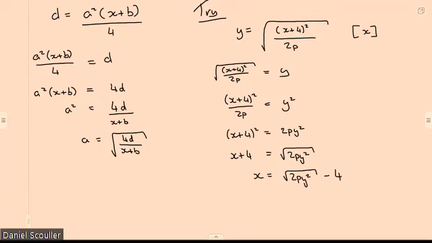Be very careful, that 4 has to be outside the root sign. If you'd written it with the root sign going over everything, that would be wrong. The root sign is moved across before we've moved the 4, so the 4 comes out with that root sign. That would be that answer.